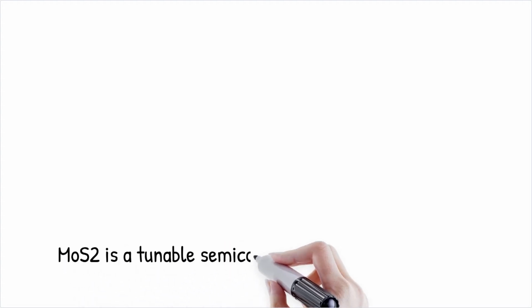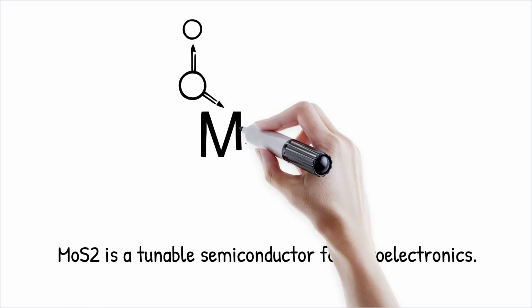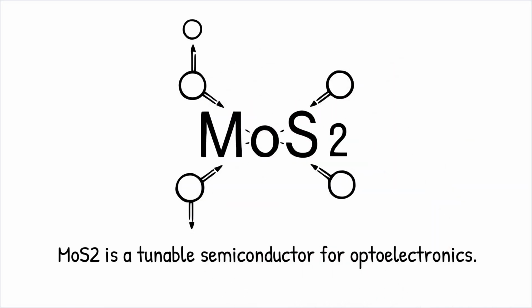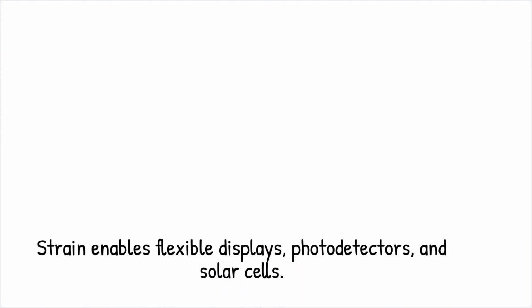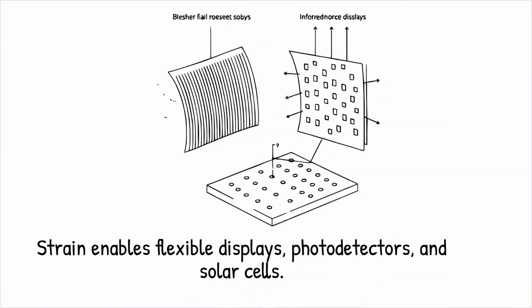MoS₂ is a semiconductor with a tunable bandgap, making it ideal for optoelectronics. Strain modifies the bond angles and orbital overlaps between molybdenum and sulfur atoms, shifting the material's bandgap. Stretching the material can reduce its bandgap, enhancing its ability to absorb or emit light at specific wavelengths, while compressing it can increase the bandgap, reducing its conductivity. This strain-dependent behavior enables applications in flexible displays, photodetectors, and solar cells.